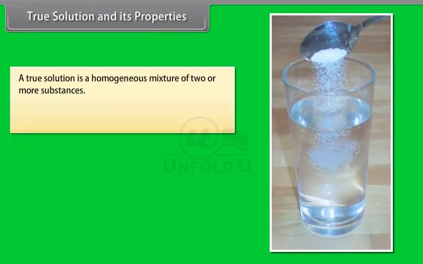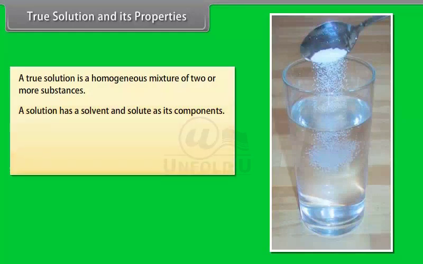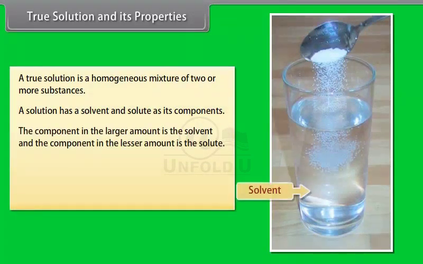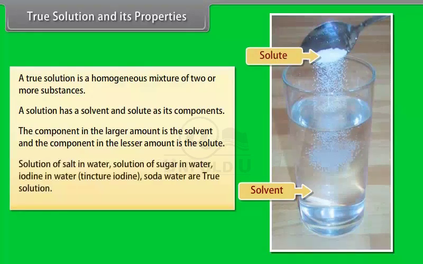True solution and its properties. A true solution is a homogeneous mixture of two or more substances. A solution has a solvent and solute as its components. The component in the larger amount is the solvent, and the component in the lesser amount is the solute. Solution of salt in water, solution of sugar in water, iodine in water, tincture iodine, soda water are true solutions.